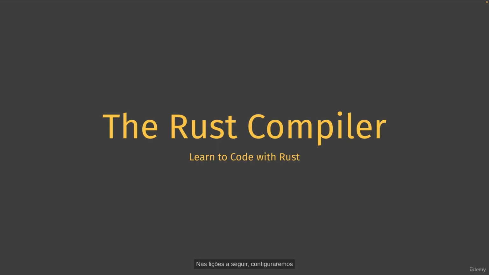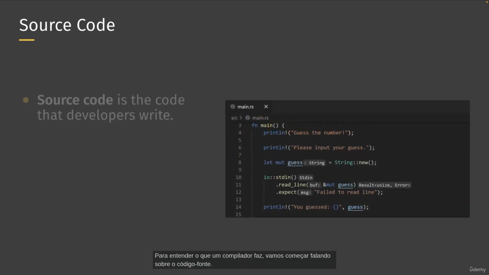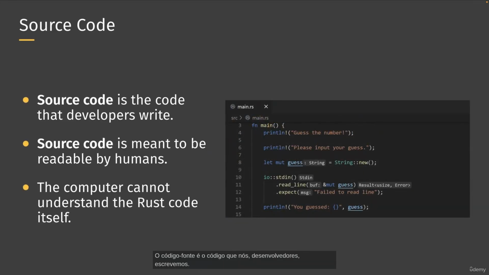In the following lessons, we'll set up Rust on our computers. Before we get there, I want to explain exactly what we're going to be installing, which is the Rust compiler. In order to understand what a compiler does, let's begin by talking about source code. Source code is the code that we developers write. If you're new to programming, the simple way to describe source code is a sequence of instructions that we'd like for the computer to execute.